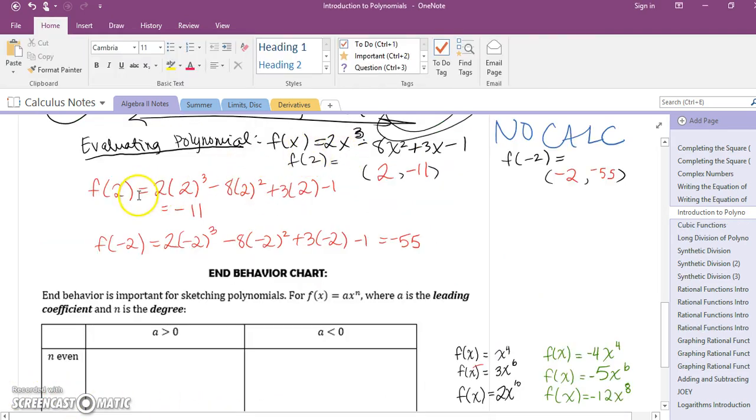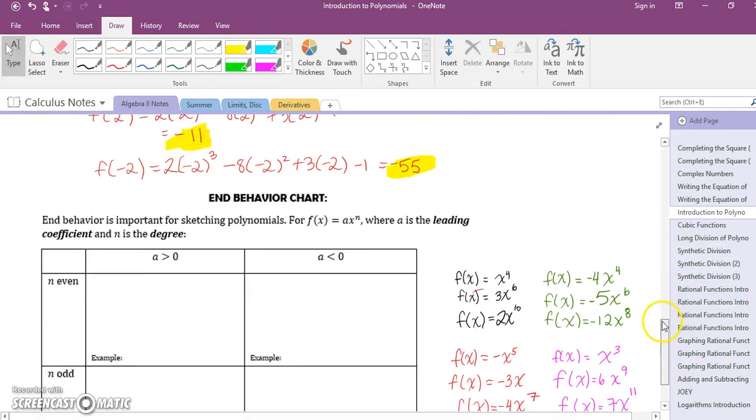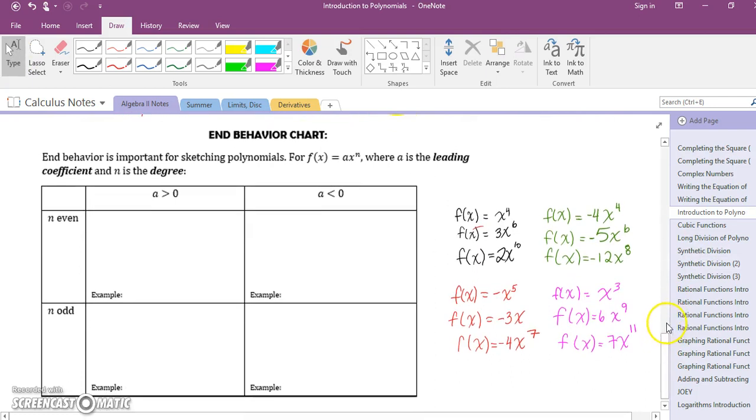Alright, so whenever you evaluated the function at 2 and negative 2, for the first one you should have ended up with negative 11 and the second one negative 55, giving us these ordered pairs right here. One last thing that you need to do is figure out the end behavior chart here, which I'll be doing with you. You can't graph a polynomial if you don't know the end behavior.